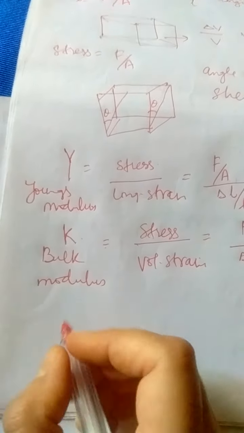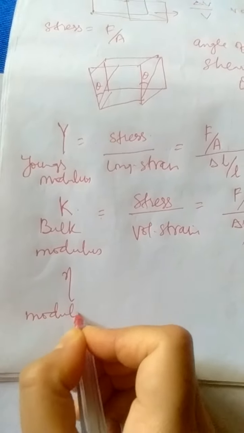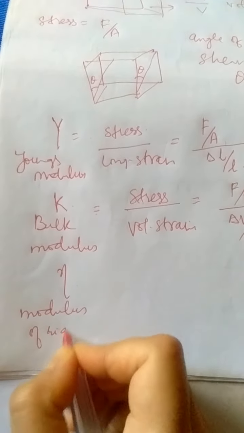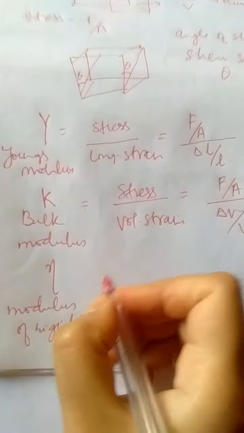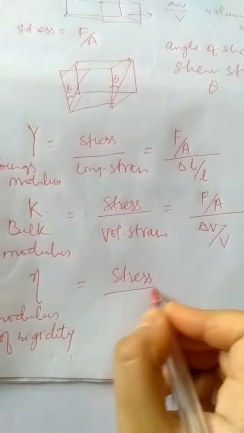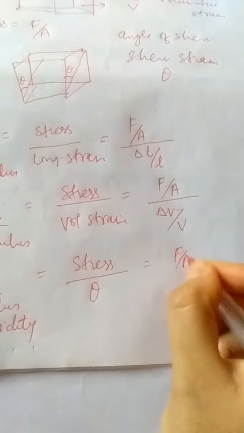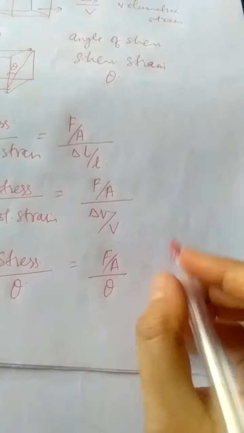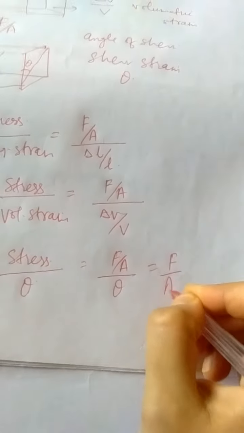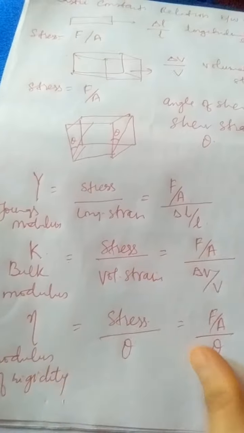Similarly, we define another constant, that is eta. This is called modulus of rigidity. So this is equal to stress by angle of shear, that is theta. And what is that? Force per unit area by theta, or it can be better expressed as F by A theta simply. So this is called as modulus of rigidity. Now we define another parameter, that is called as sigma, that is Poisson's ratio.